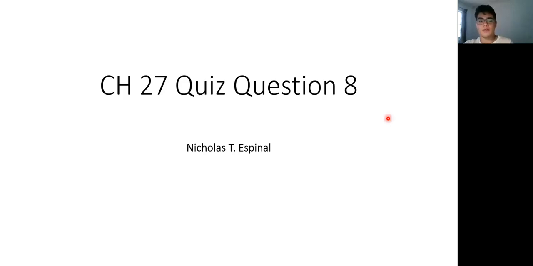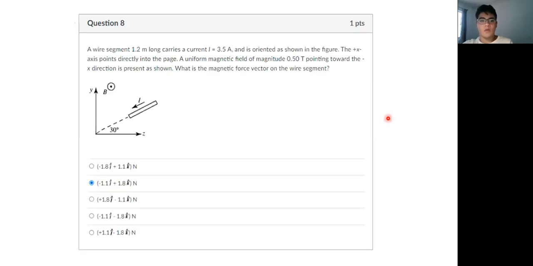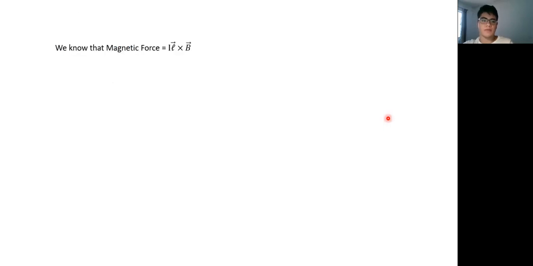This is the 8th question from my Chapter 27 quiz, and this is what it asks. A wire segment 1.2 meters long carries a current I, which is 3.5 amps, and is oriented as shown in the figure. The positive x-axis points directly into the page. A uniform magnetic field of magnitude 0.5 teslas pointing toward the negative x direction is present as shown. What is the magnetic force vector of the wire segment?